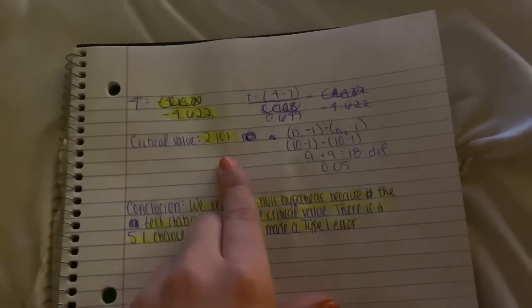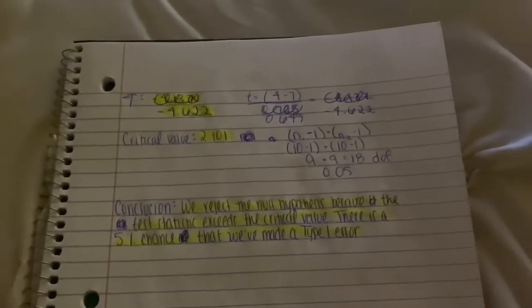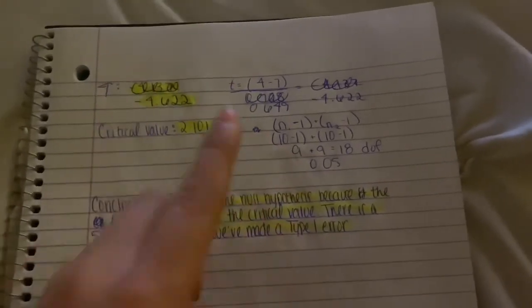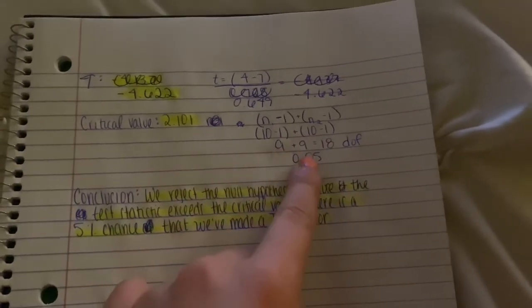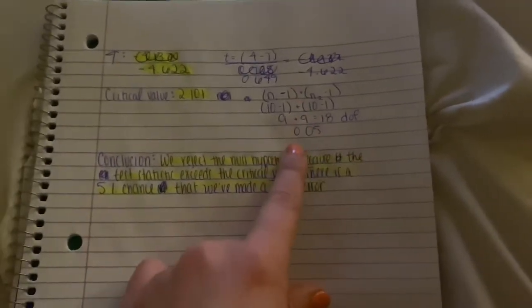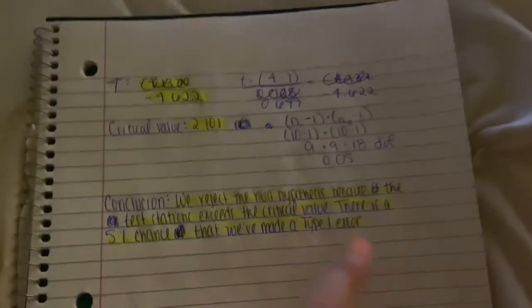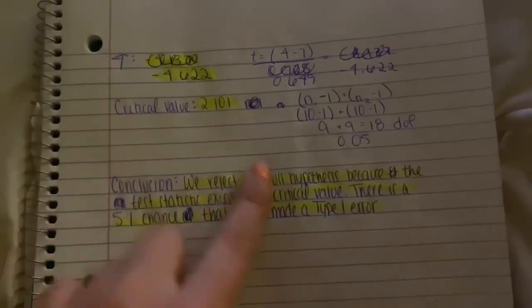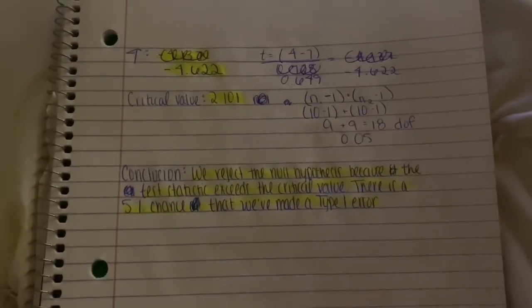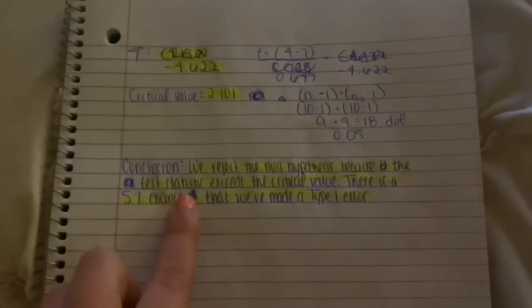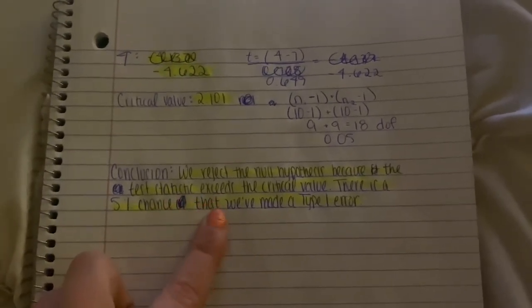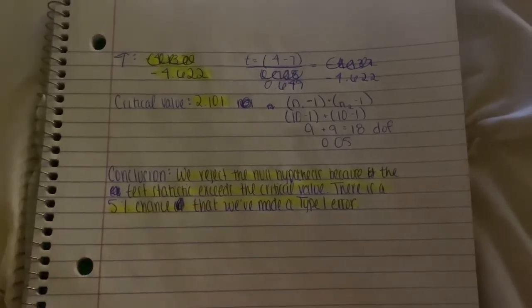And then for the critical value, I had to find the degrees of freedom for both groups and then add those together. So 10 minus 1 plus 10 minus 1, which would be 9 plus 9, is 18 degrees of freedom at a 0.05 level. So I looked that up in the chart and I got 2.101. So in conclusion, we reject the null hypothesis because the test statistic exceeds the critical value. There is a 5% chance that we've made a type 1 error.